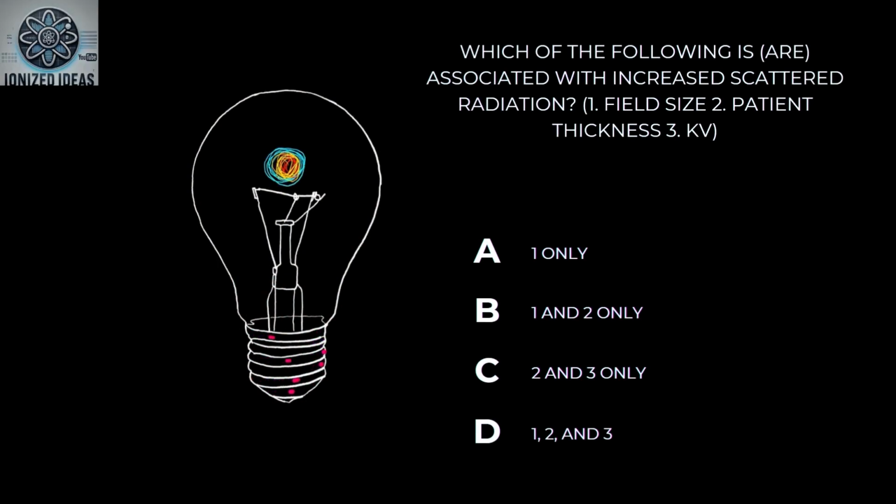Which of the following is, or are, associated with increased scattered radiation? 1. Field size. 2. Patient thickness. 3. kV. A. 1 only. B. 1 and 2 only. C. 2 and 3 only. D. 1, 2, and 3.